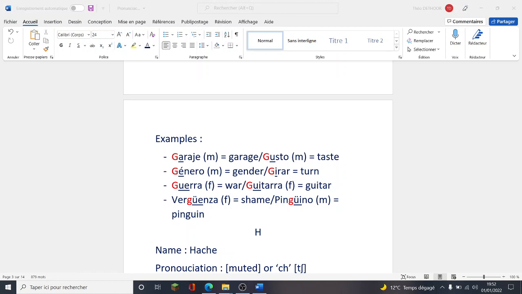The second line follows the example of G followed by E or I. The first word is género. It's masculine and means gender. And the second one is girar, which is a verb.